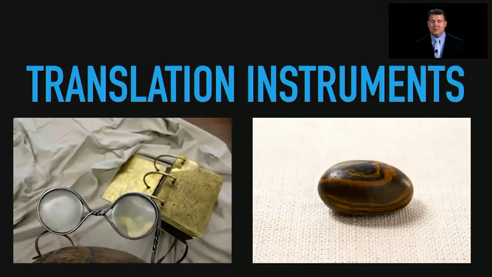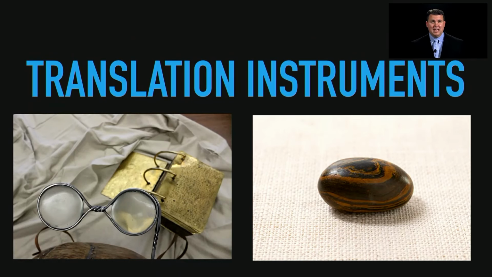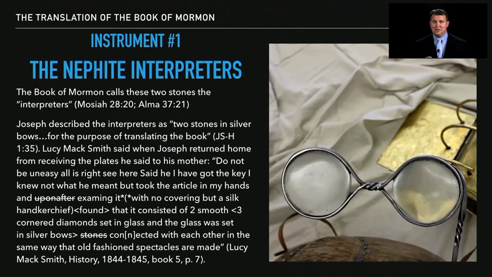This little stone, which we'll talk about a little bit later on, does have a clear provenance, and I'll describe that in just a second. But first, let's describe the interpreters. It appears that Joseph Smith used the interpreters early on in the translation process, then the seer stone in the later part of the translation process.